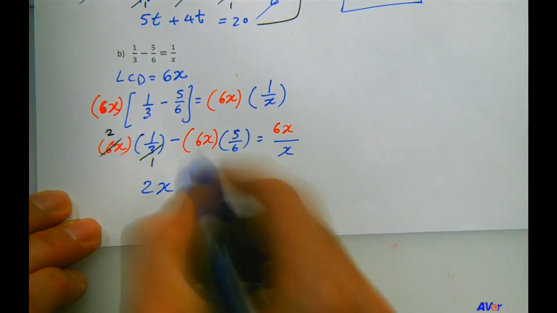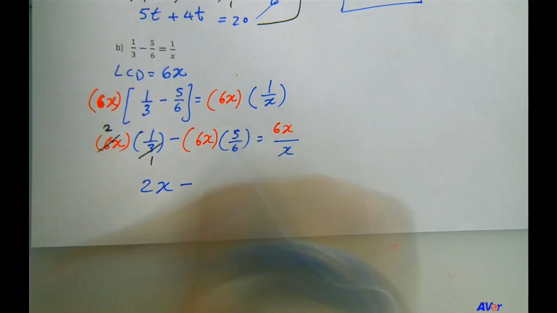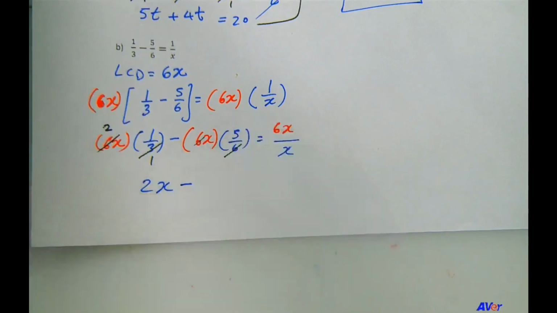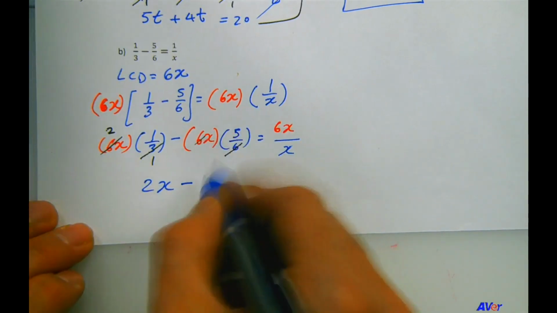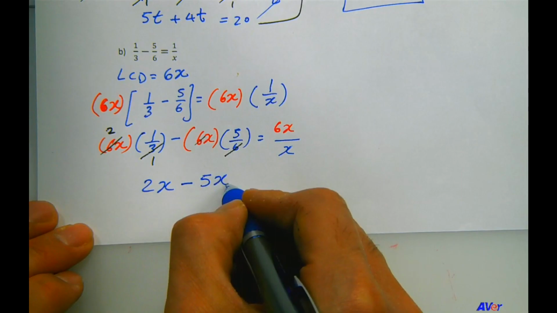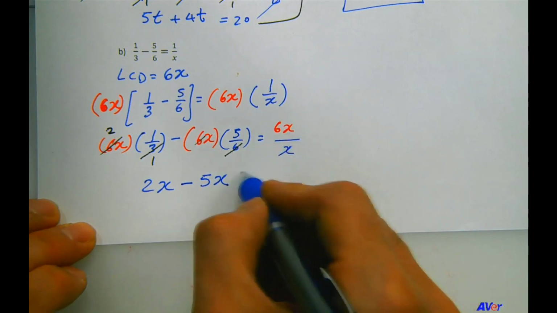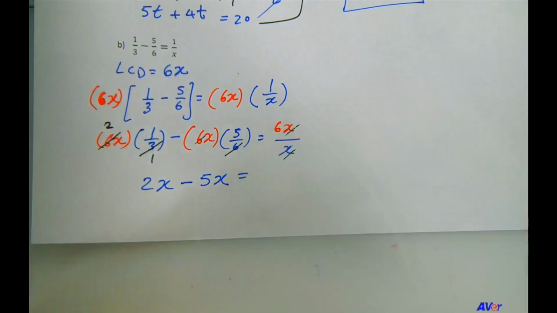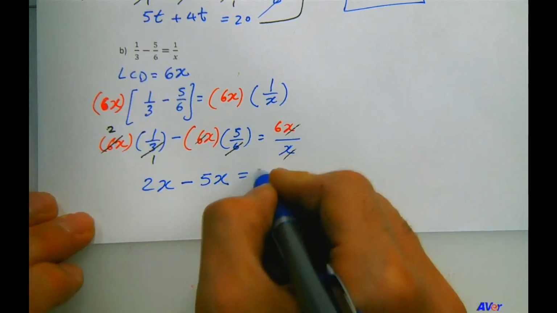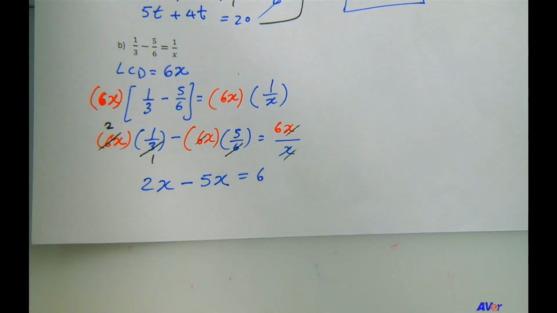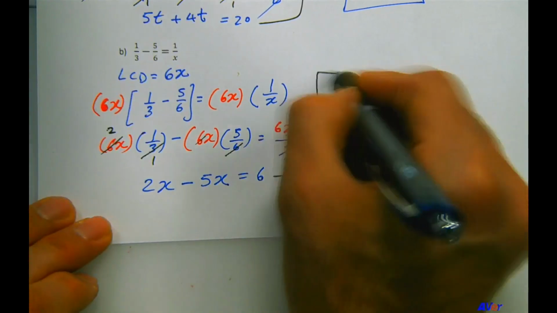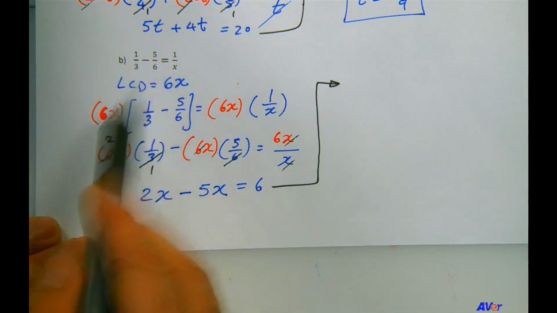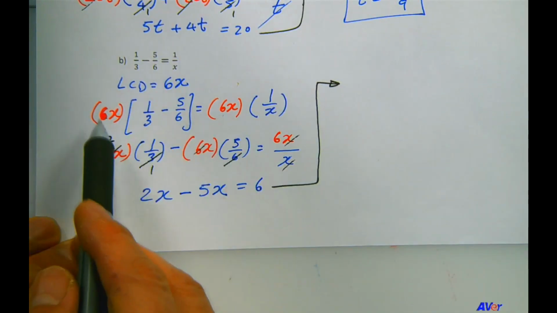How about the second term here? Well, the 6 and the 6 go away. We end up with 5x. Right? Then how about on the other side? The x terms go away, we end up with 6. Okay? So all three fractions are gone, and we multiply both sides of the equation by a single term, not different terms.